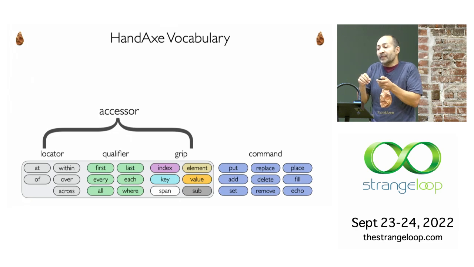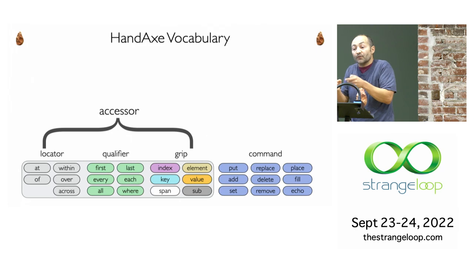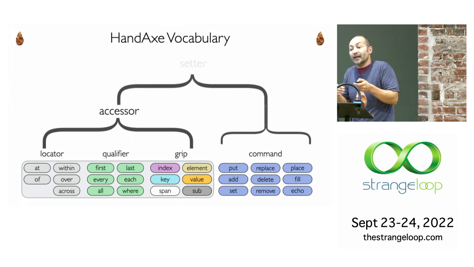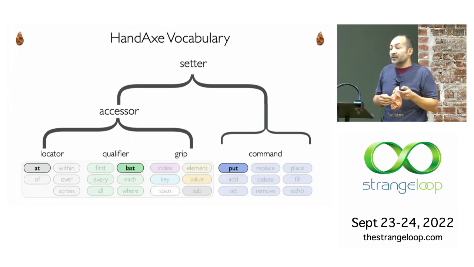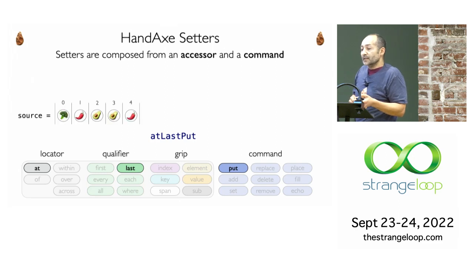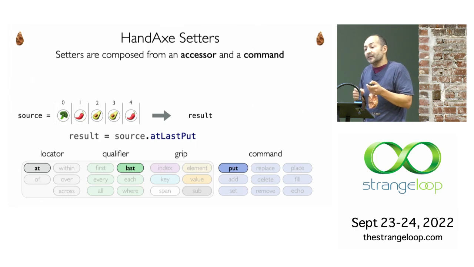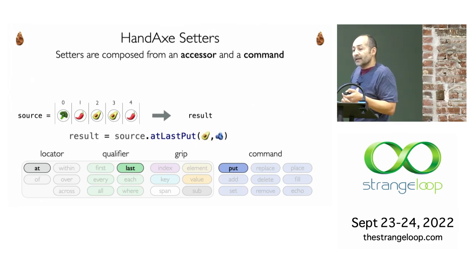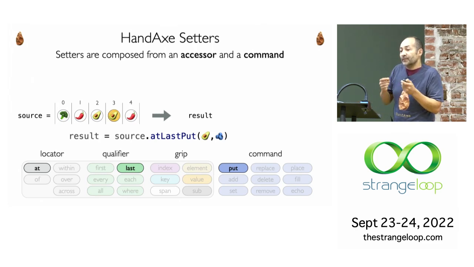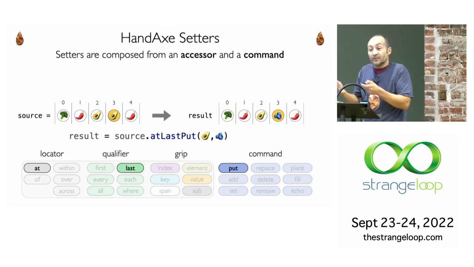So with an accessor, we talked about this quite a bit. We have location, qualifier, grip, possibly a front grip. And with a setter, we mix an accessor and a command. And let's look at some of these. So let's say we want at last put. I have this source list. And I say, hey, source list, at your last avocado, let's put some blueberries. And so it finds the last one, that value, and it replaces that value. It gives me the result.